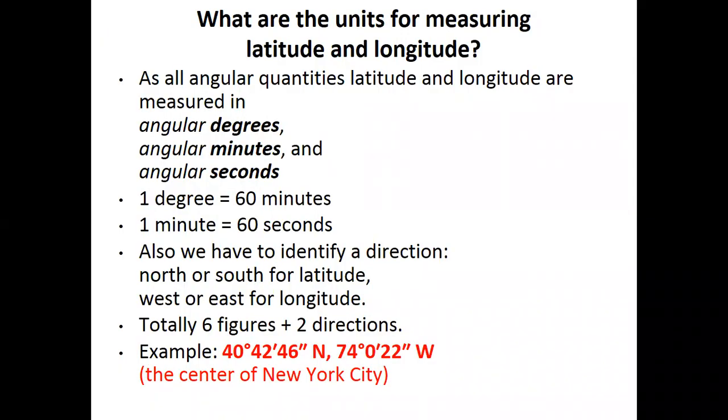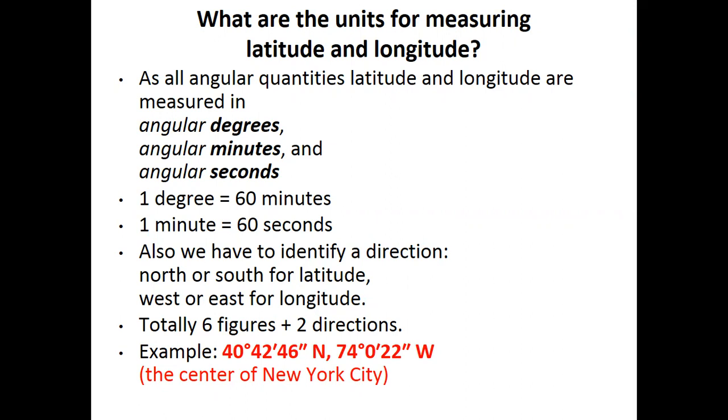The next question is, what are the units for measuring longitude and latitude? Because these are angular quantities, we could measure them in angular degrees, angular minutes, and angular seconds. I believe everyone knows that pretty well. We just have to remember that degrees, minutes, and seconds are a little bit specific units, because 1 degree contains 60 minutes, not 100 minutes, like, for example, kilometers, meters, and centimeters.